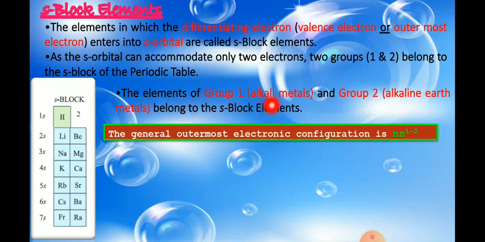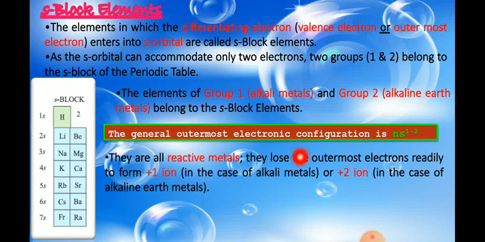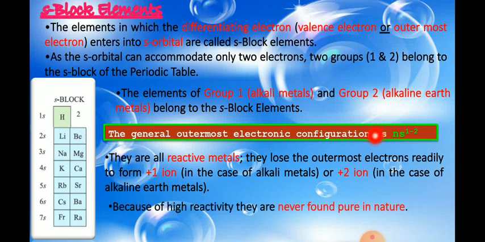And the elements of group number 1 are called alkali metals, except hydrogen. Lithium, sodium, potassium, rubidium, cesium and francium are called alkali metals, whereas group number 2 elements are called alkaline earth metals, and belong to the S block. And these S block elements are all metals. They are very reactive metals. They have the tendency to lose the outermost electron easily, readily, forming a +1 ion in the case of alkali metals and a +2 ion in the case of alkaline earth metals. Because of this reactivity, they are never found in a pure state.